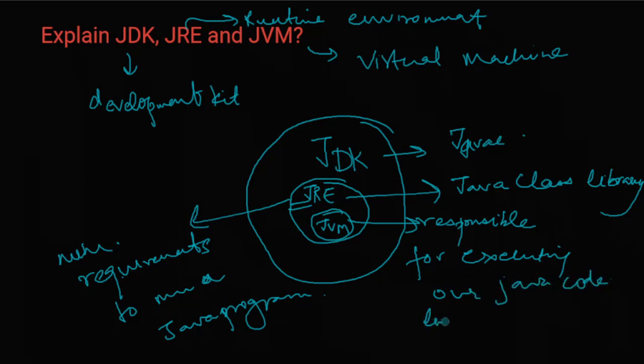Line by line. So you can see these three things that you've learned: the JDK, a software development kit with development tools; the JRE, the runtime environment with minimum requirements to run a program; and the JVM, the virtual machine that's responsible for executing the code. Okay, now let's move towards the second question.